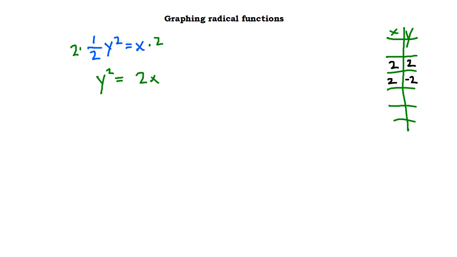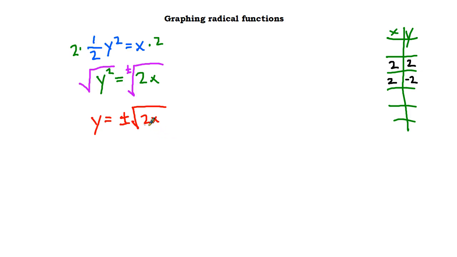Then we're going to take the square root of both sides. And I want to remind you that when we take the square root while solving, we make the right-hand side plus or minus. And then we end up with y equals plus or minus square root of 2x.